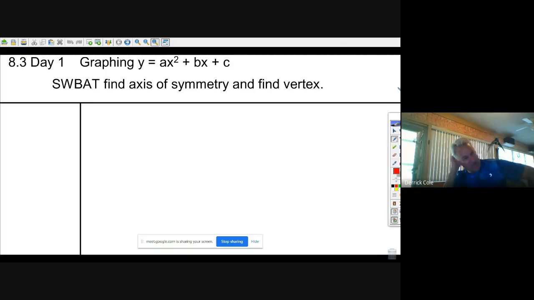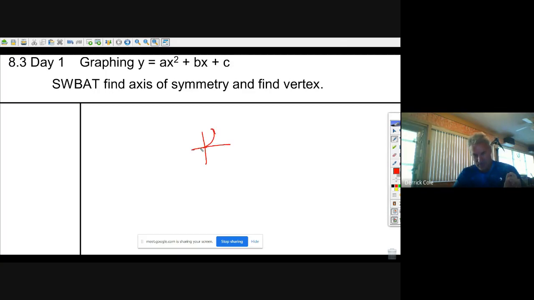All right. So graphing y equals ax squared plus bx plus c. This is the last thing. We've done ax squared. We've done ax squared plus c. What does that bx in the middle do? All right, so ax squared is right on the vertex of 0, 0. It either opens up or down, narrow or wide, but always at 0, 0.